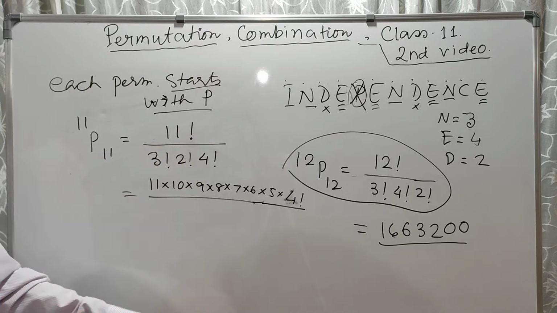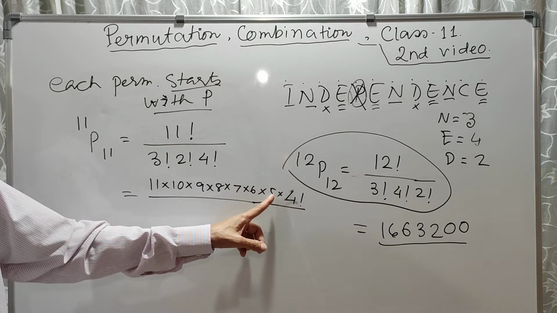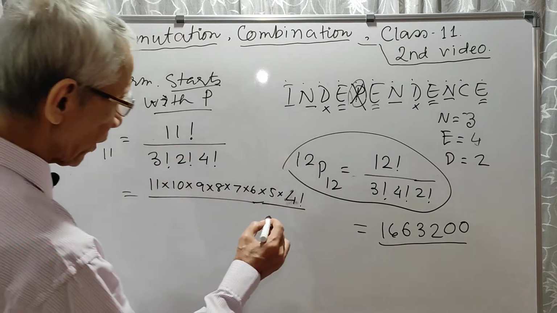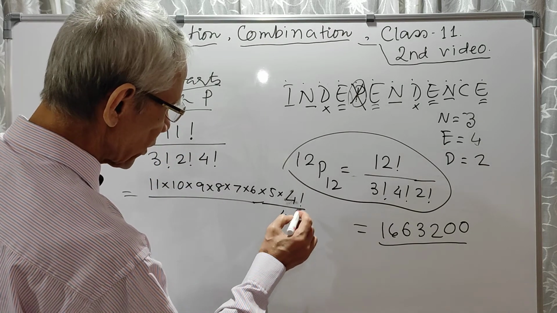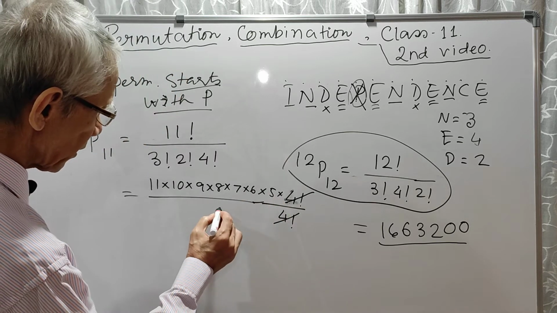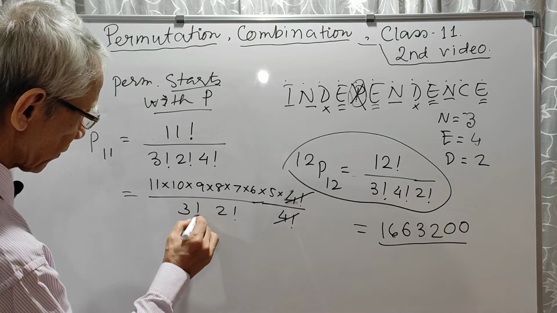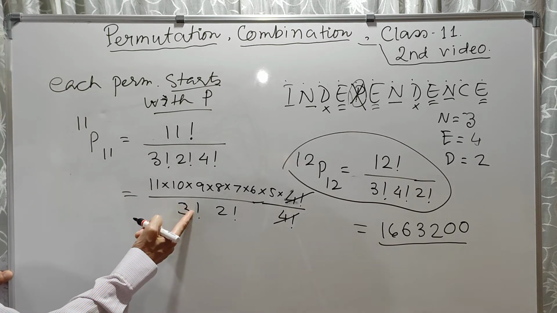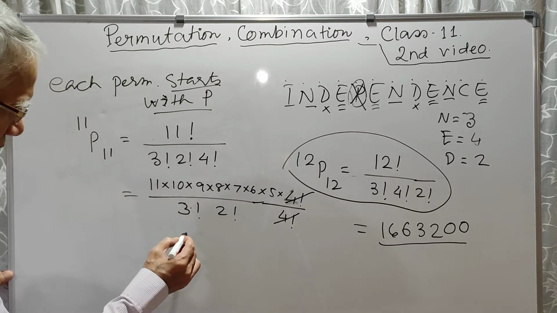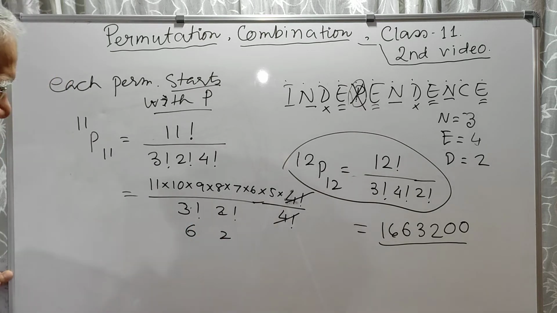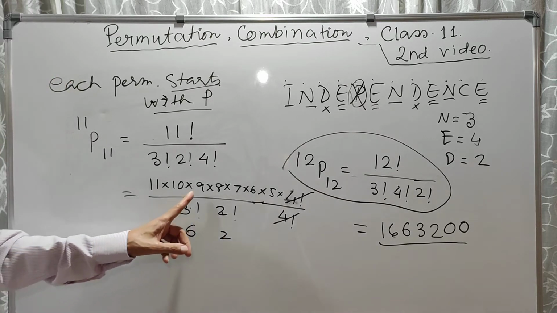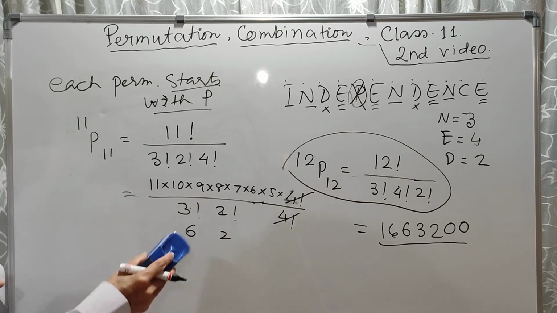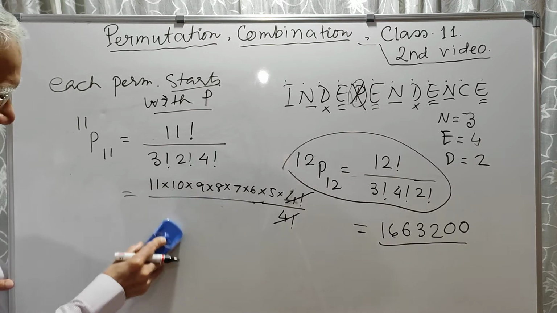So 11 factorial will be what? Factorial 4, then 5, 6, 7, 8, 9, 10, 11. Then below, factorial 4. So this factorial 4 and this factorial 4 will cancel. Then factorial 3 is what? 3 into 2, which is 6. And factorial 2 is 2 into 1, which is 2. So this will be 6 and 2 only.